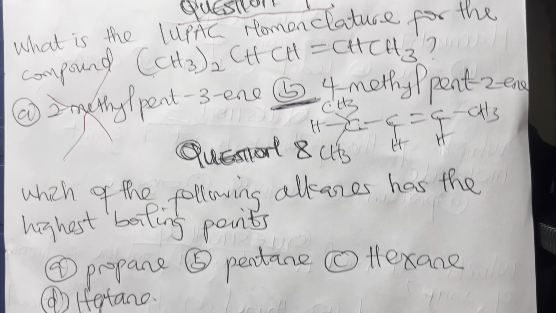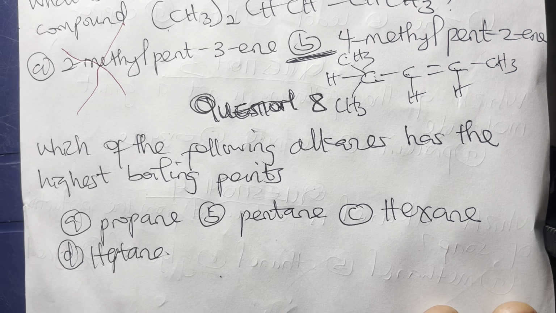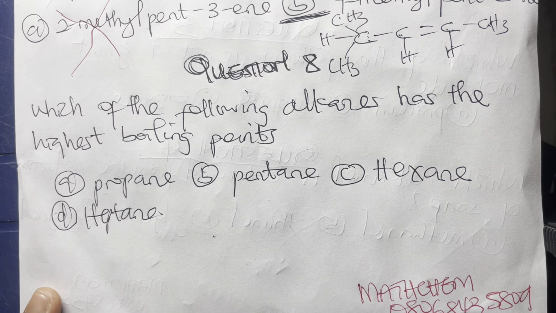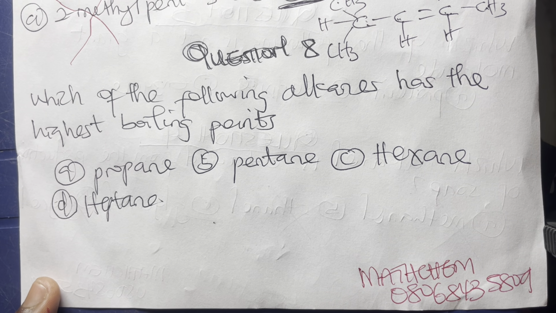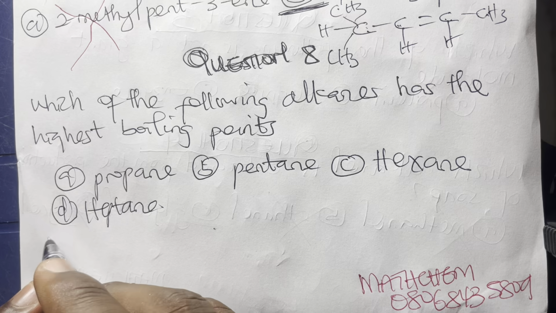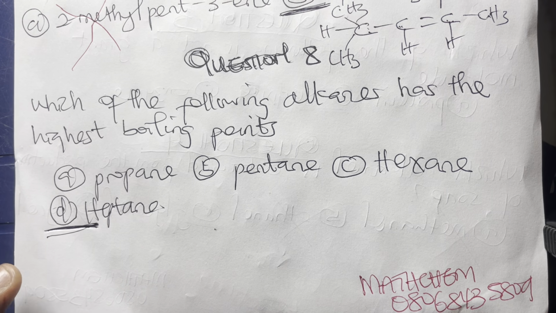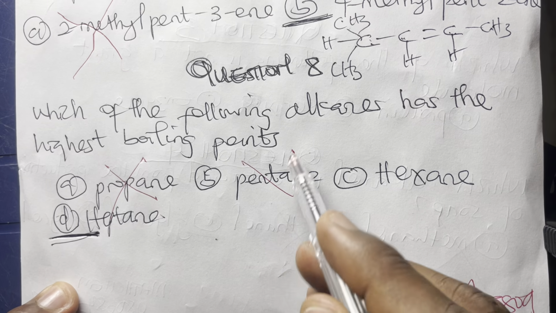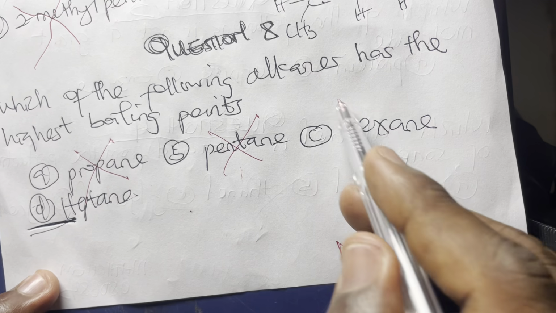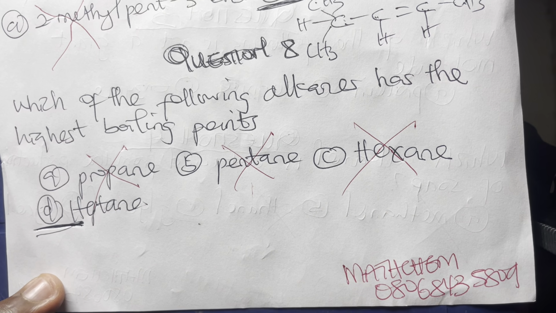And the last question I was able to gather together, this is it, question number 8, which says: which of the following alkanes has the highest boiling point? The correct answer is heptane, because heptane has the highest number of carbon. Is it propane? No. Is it pentane? No. Is it hexane? No. Is it heptane? Yes, that's the correct answer.